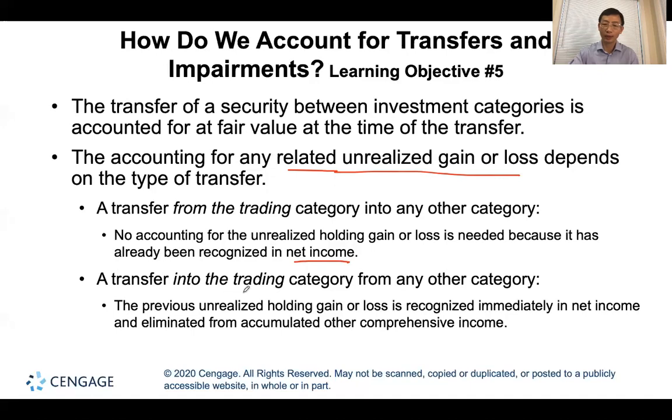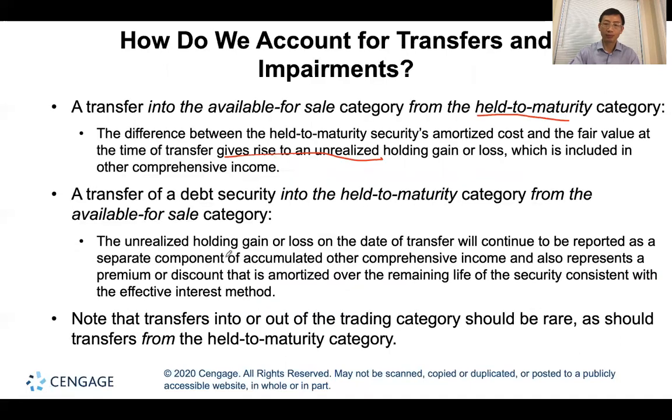And for a transfer into the trading category from other categories, that means after the transfer, the unrealized holding gains or losses can immediately come into net income in the income statement. Same reason for a transfer into available for sale from the held to maturity category, because held to maturity only discloses the unrealized holding gains or losses in the footnote. After that, it can be disclosed in the balance sheet as one part of comprehensive income.